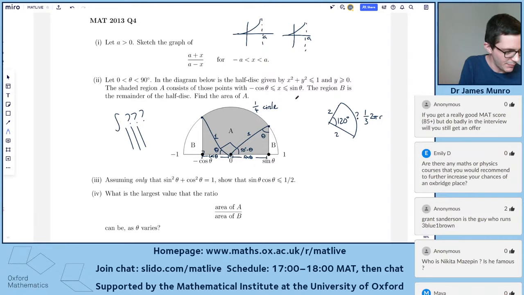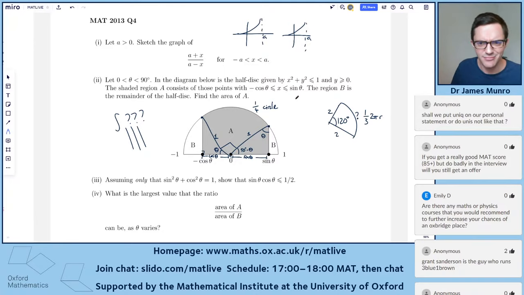Can we put UNIQ on our personal statement? Yes, you can. I don't know about other unis. I hope they understand that seeing loads of stuff over the summer to try some extra problems and think about things is good. You can also disclose it in activities in preparation for higher education. It's a weird section of the UCAS form. It has UNIQ in the drop-down menu, so you can choose UNIQ. Good luck finding that bit of the UCAS form.